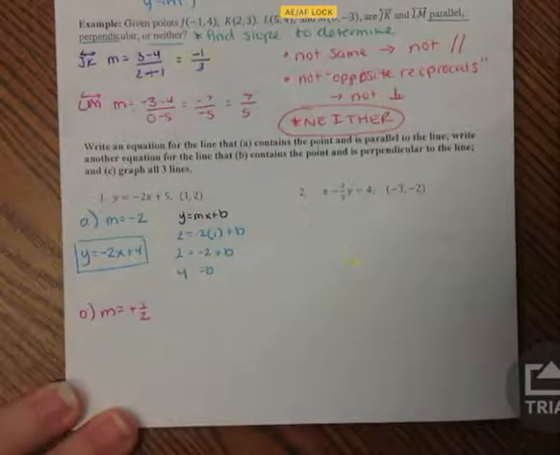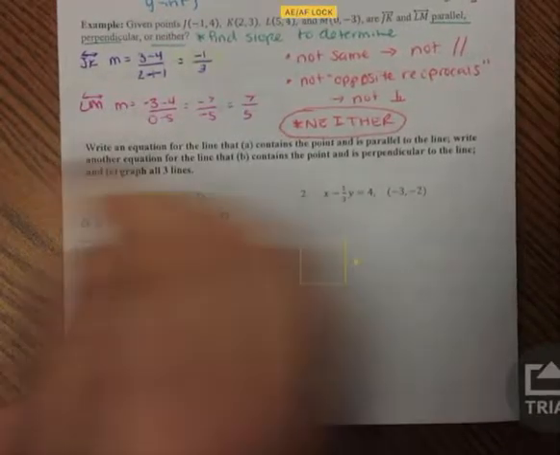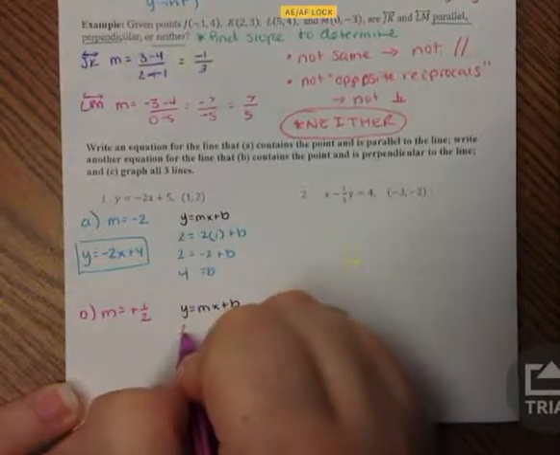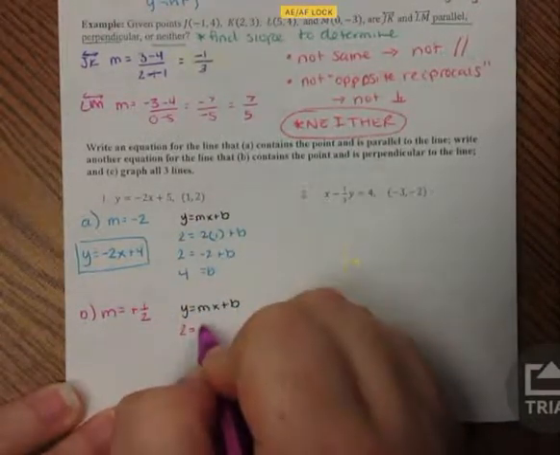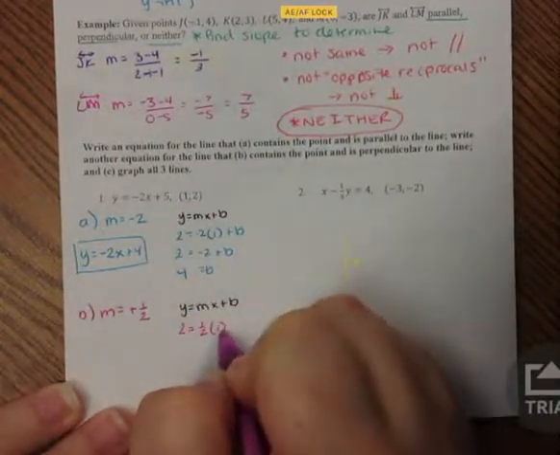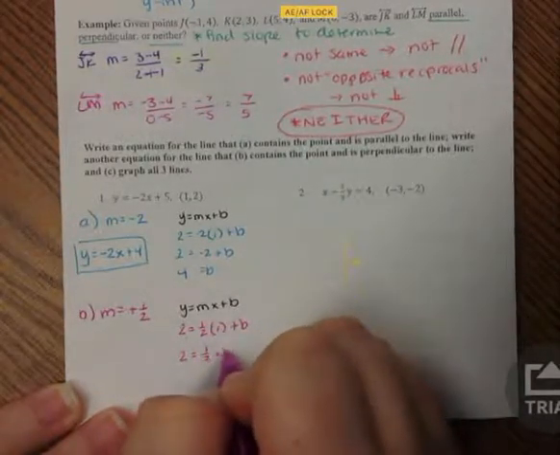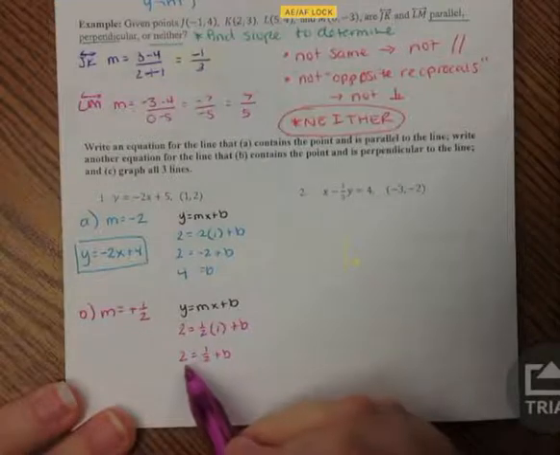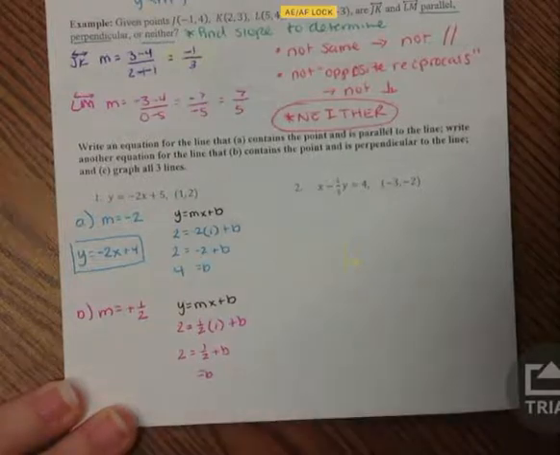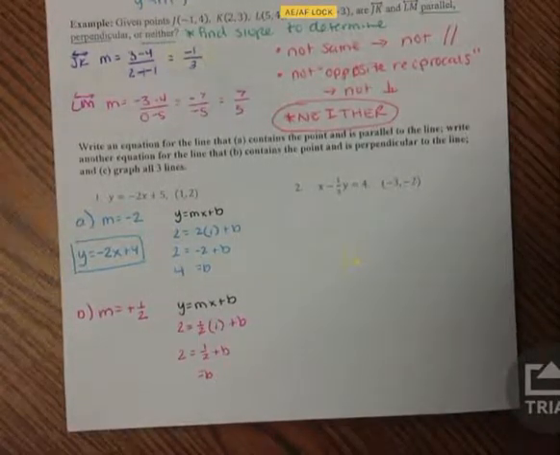Now that we have our slope, we can write our equation of our line using y equals mx plus b. We use our coordinate again, so our y is 2 equals our slope is 1/2 times our x is 1. And then we have to find our new y-intercept. So we have 2 equals 1/2 plus b. I want to take away the 1/2 from both sides. We get b equals 2 minus 1/2 is 1.5.